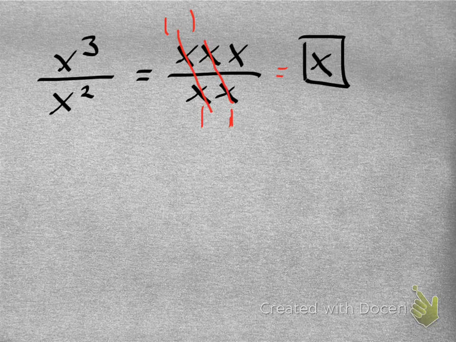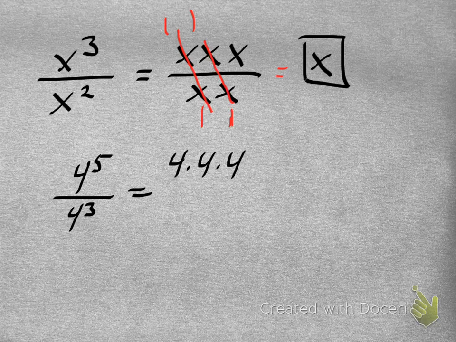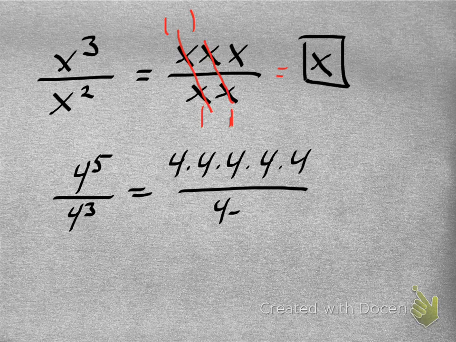This time, let's use a number. Let's use 4 to the fifth power, and let's divide by 4 to the third power. Well, again, without getting into the rule of what we're going to do here, how about we just multiply out what this really means? The top means what? 4 times 4 times 4 times 4 times 4. And the bottom means? 4 times 4 times 4. Okay, sorry, that's supposed to be a times.